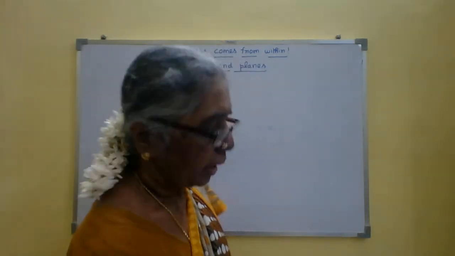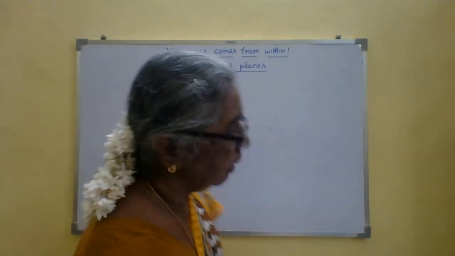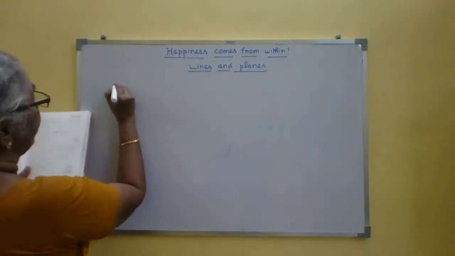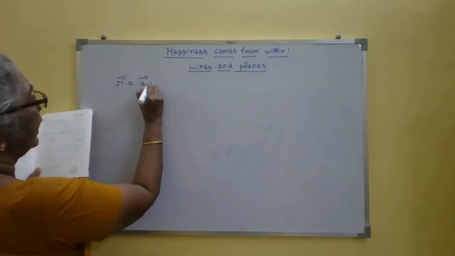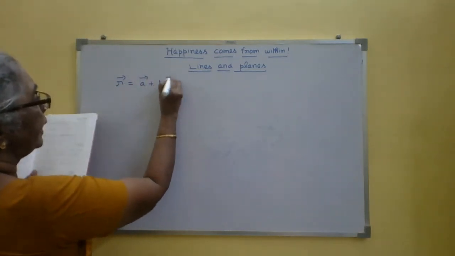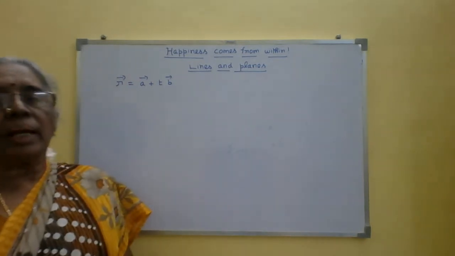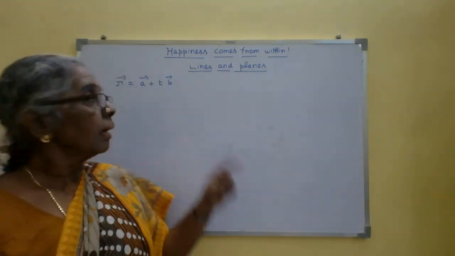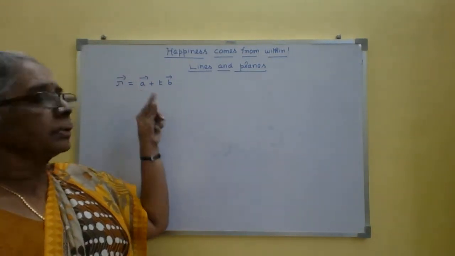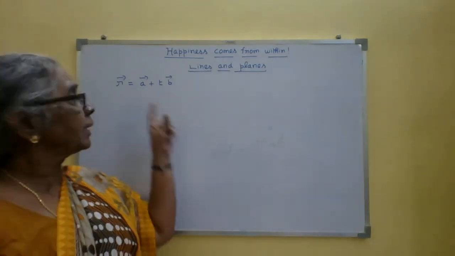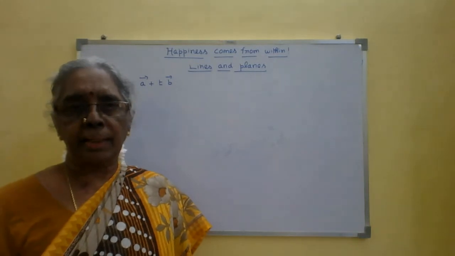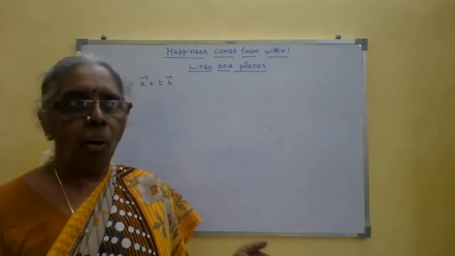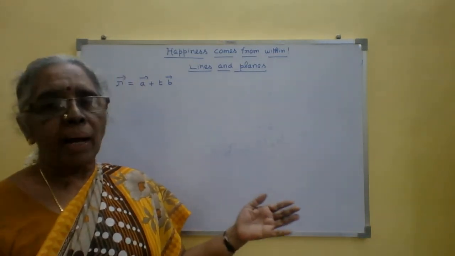So now I will consider the vector equation of a line. The standard form is r vector is equal to a vector plus t b vector. Here a vector denotes the point through which the line passes. The position vector of that point is a vector. b vector is actually the direction ratios of the line, or it can be the parallel vector.